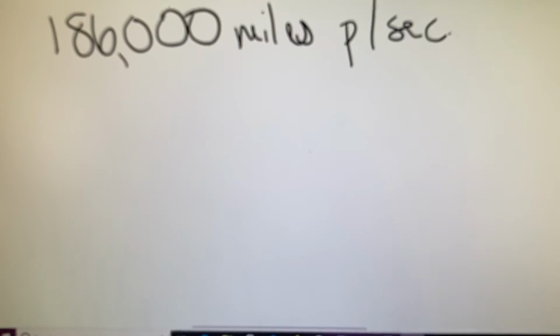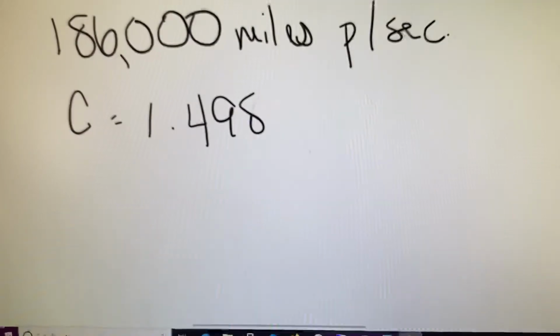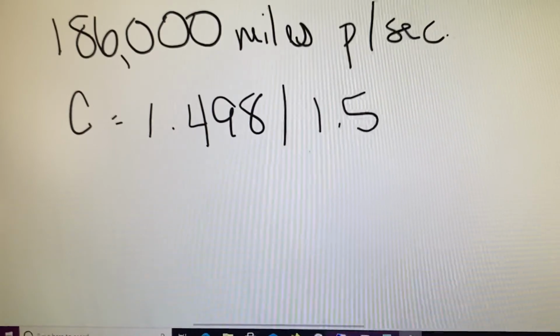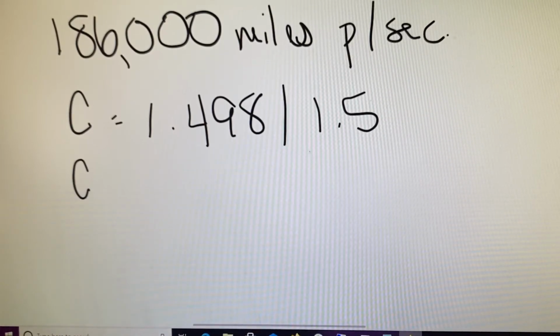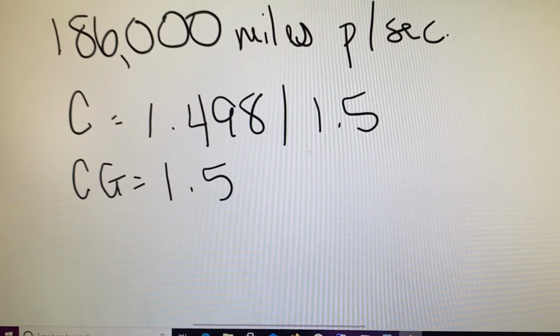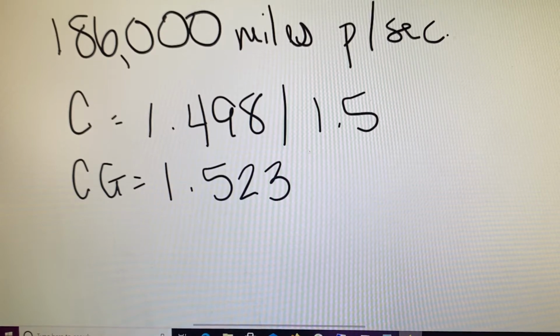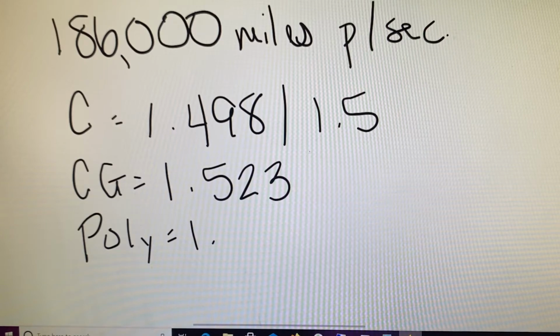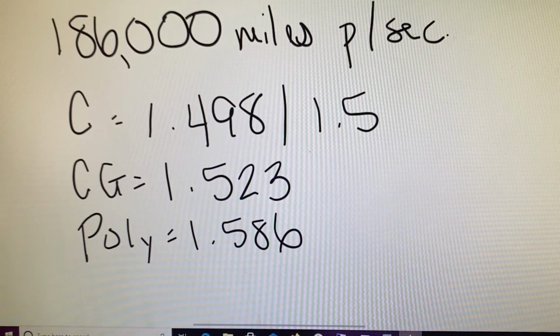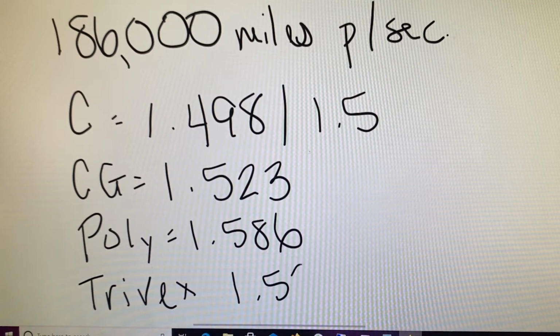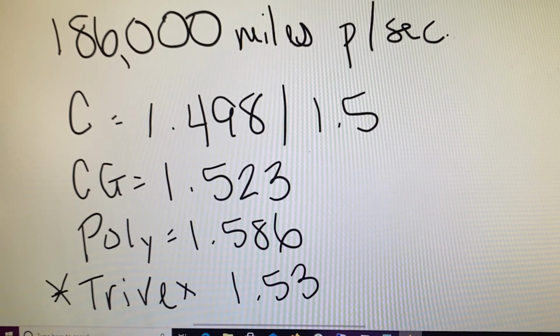We look at a couple of materials kind of as our standard lens materials. CR39 with an index of 1.498. You'll occasionally see that also listed as 1.50. Crown glass with an index of 1.523. Polycarbonate, 1.586. Trivex, our newest material, with an index of 1.53. This one is missing from our diagram on page 3. Make sure you add that one in.